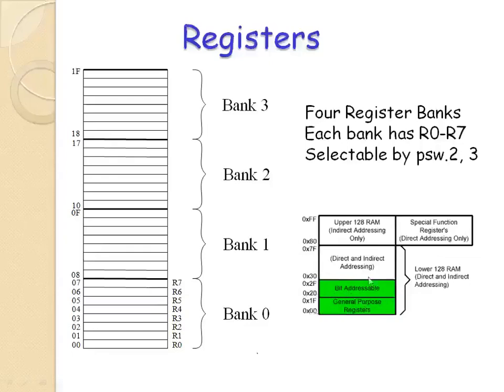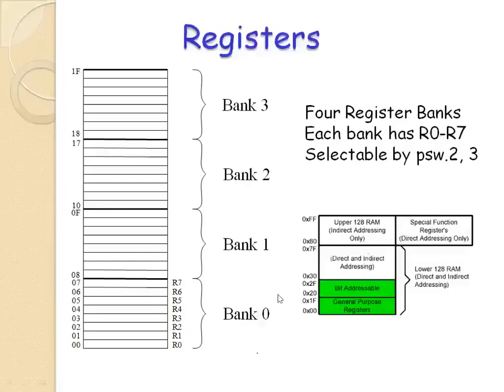Then the bit addressable area, and there the location from 30 to 7F is the scratch pad. It means it is available to the user. You can write some data, you can erase it. And the upper 128 bytes are mainly the special function registers, because the address 00 to 7F is available inside the RAM.